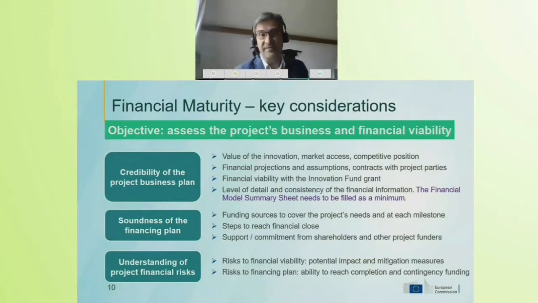Okay, this is a bit more about financial maturity. And again, Gregor will complement this with very detailed and precise information about the financial model, and he will recall also the key issues related to calculation of relevant costs. So we are looking at how credible your business plan is, how well you understand your market, what is the value of the innovation for the project, for the company, what is the competitive position of your project on the market going forward.